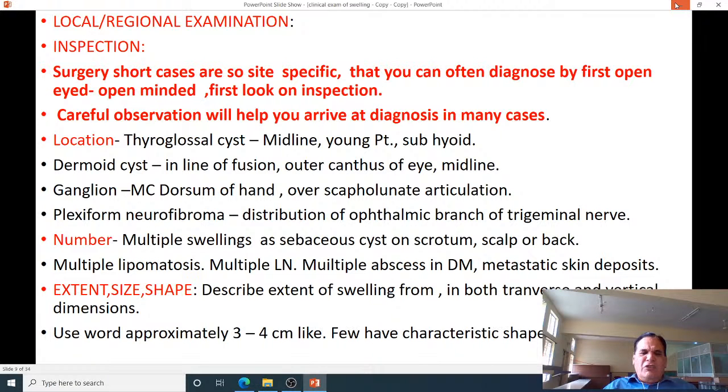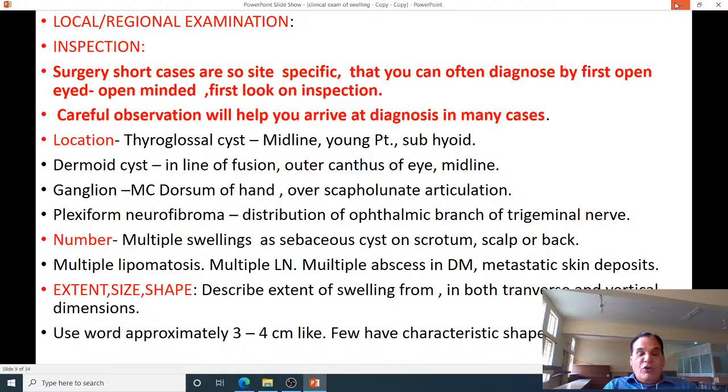Remember, inspection is one of the most beautiful things. You have to inspect. Inspect means just look at it, observe it, and careful observation will help you arrive at a diagnosis in many cases. For a short case in surgery, usually very site specific. So, diagnose by open eye and open mind. Both things should be open.